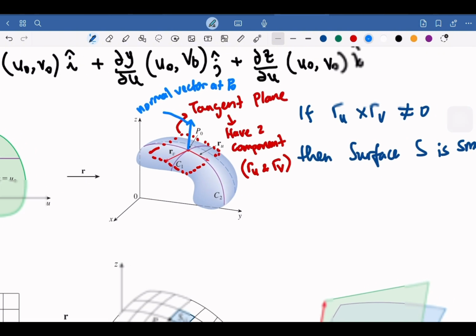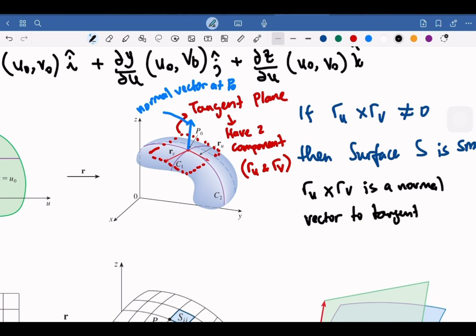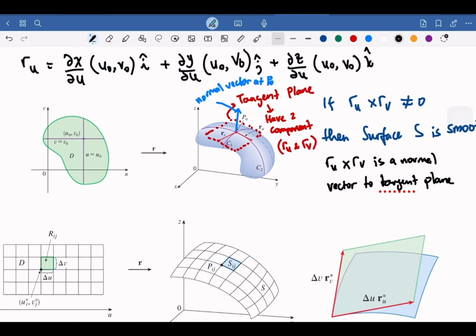So the cross product, maybe this is just a conclusion here, is a normal vector to the tangent plane. Now we need to start out from this tangent plane and normal vector, because we want to develop definitions throughout the chapter.